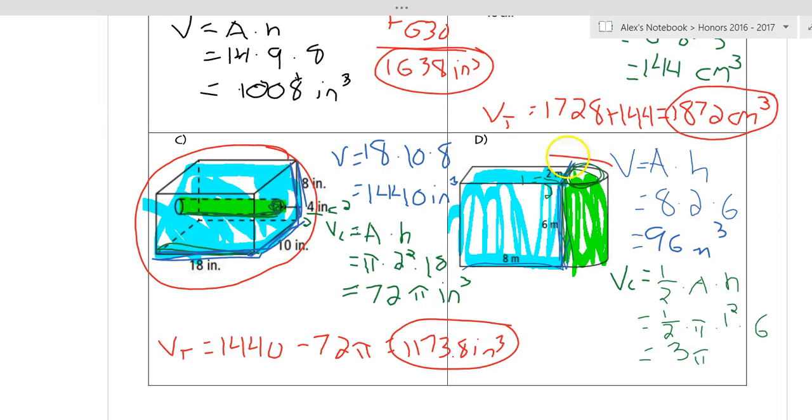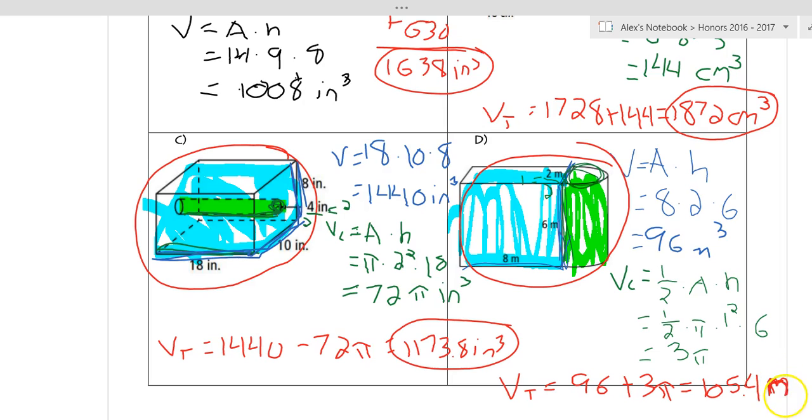Now, when I'm finding my total volume, I'm adding these. This is a whole thing. So 96 plus 3 pi. And when I add those together, I get about 105.4. And this is meters cubed.